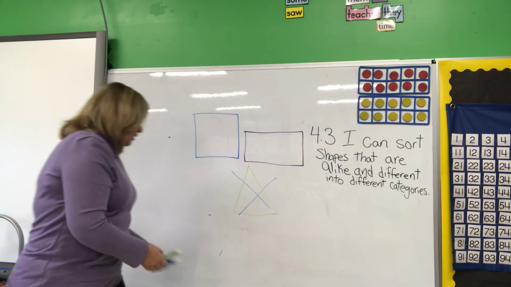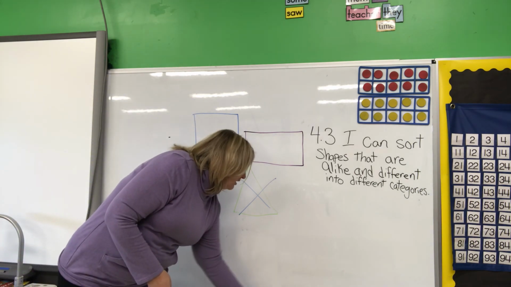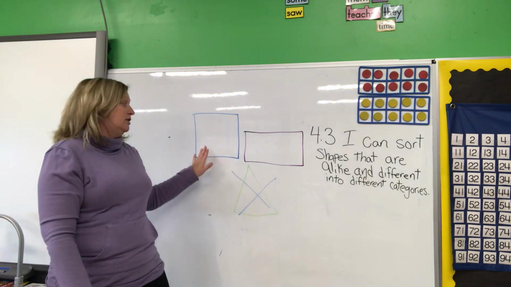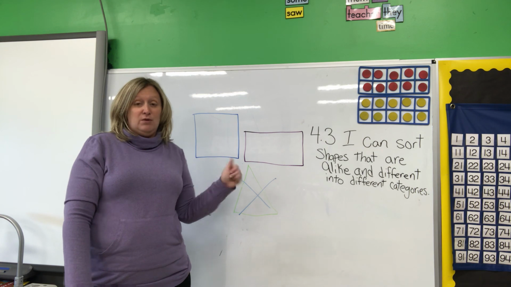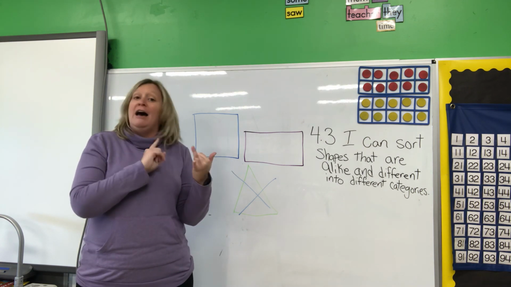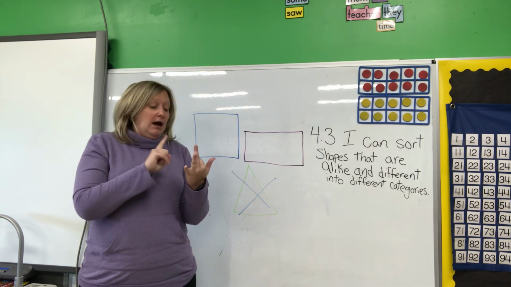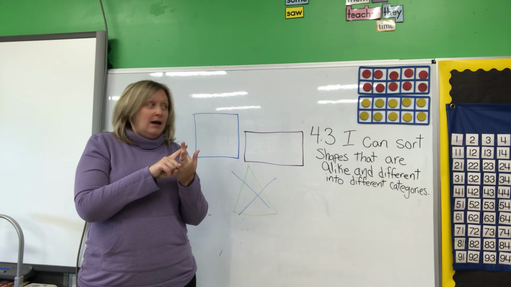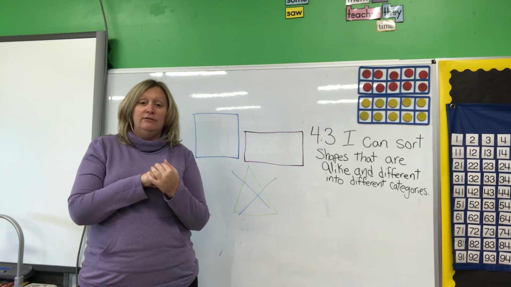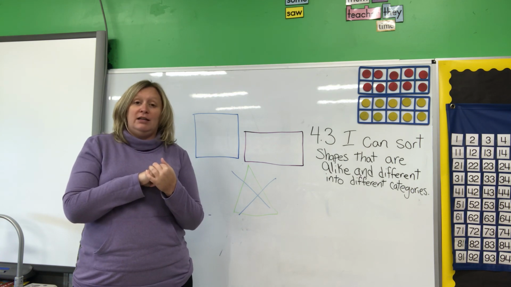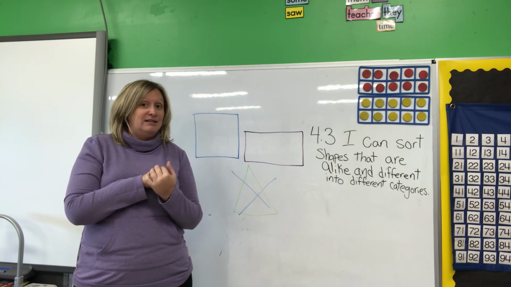So, you are going to complete an activity where you are determining if shapes are alike or different. Remember, I can sort them by size, I can sort them by shape, I can sort them by color, I can sort them by the number of sides or vertices they have. So work hard and look at the differences and similarities.